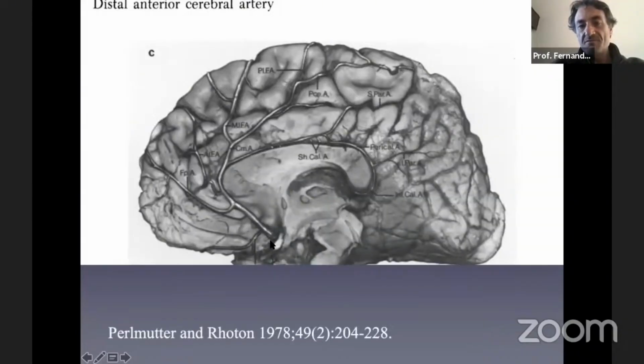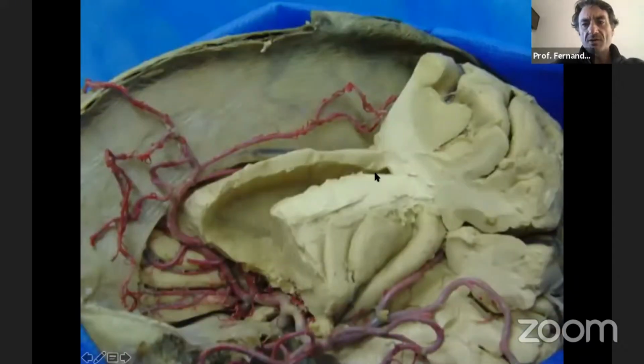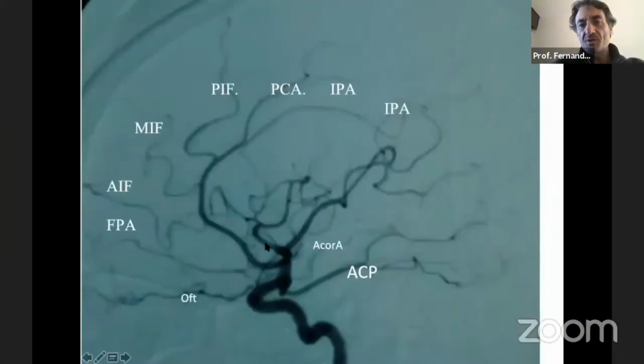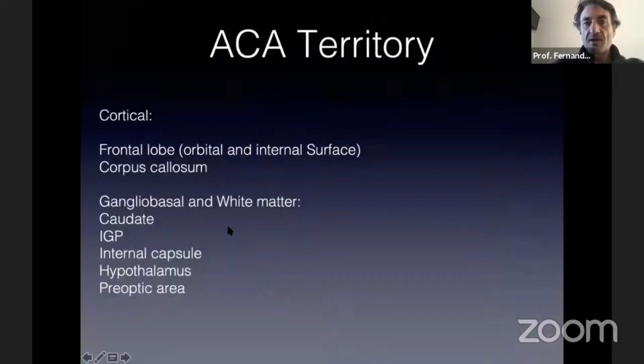This is a picture taken from this beautiful article of Rhoton with all of the branches of the anterior cerebral artery: frontopolar, anterior frontal, middle frontal, and posterior frontal, paracentral arteries here, internal parietal, and the posterior pericallosal artery. Again, an anatomic specimen, and again, an arteriographic specimen with all of the branches of the anterior cerebral artery.